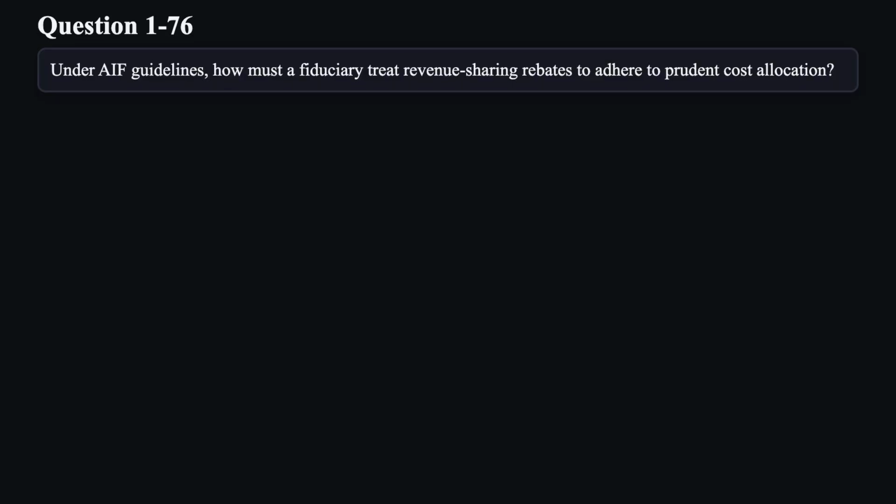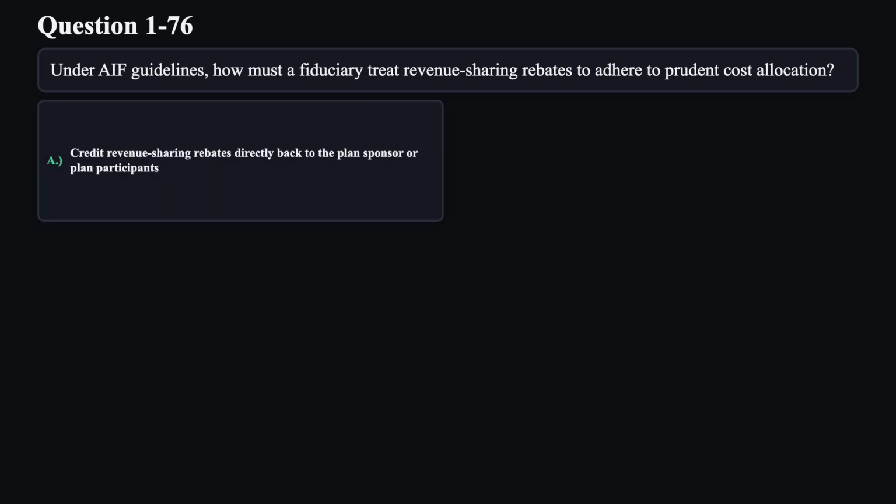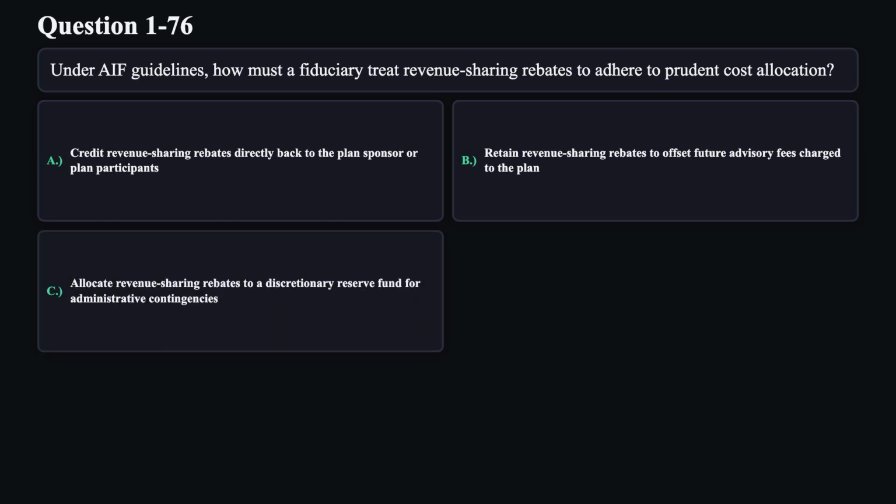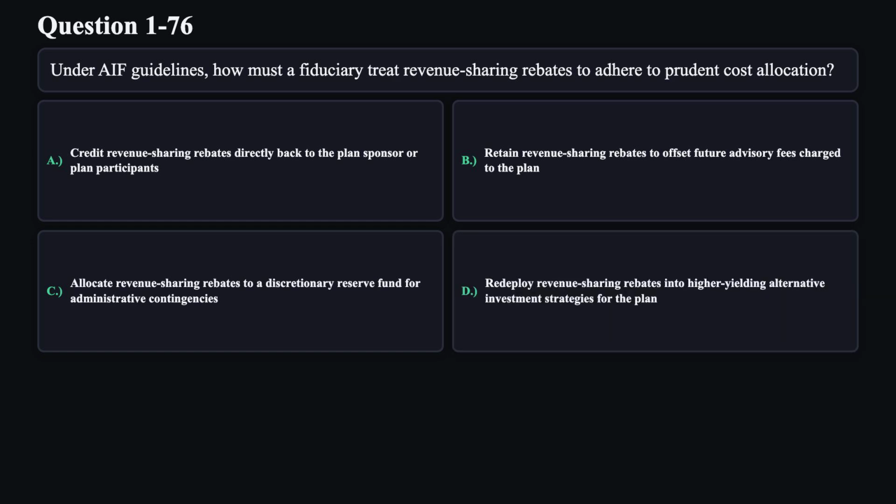Question 76. Under AIF guidelines, how must a fiduciary treat revenue-sharing rebates to adhere to prudent cost allocation? A. Credit revenue-sharing rebates directly back to the plan sponsor or plan participants. B. Retain revenue-sharing rebates to offset future advisory fees charged to the plan. C. Allocate revenue-sharing rebates to a discretionary reserve fund for administrative contingencies. D. Redeploy revenue-sharing rebates into higher-yielding alternative investment strategies for the plan.